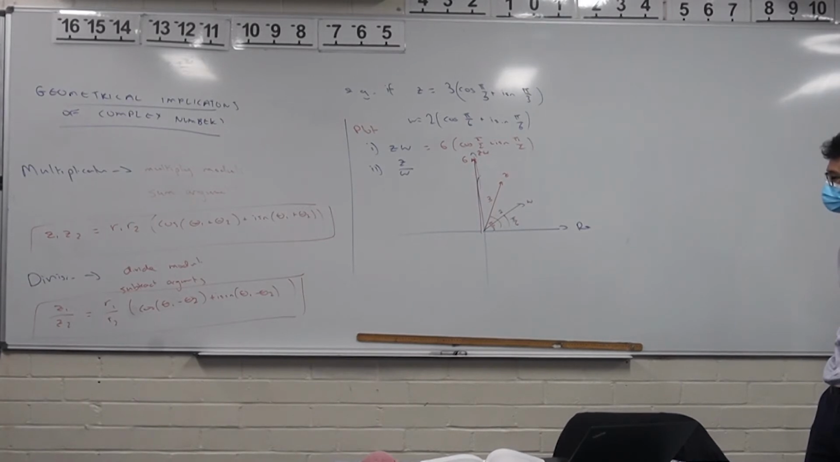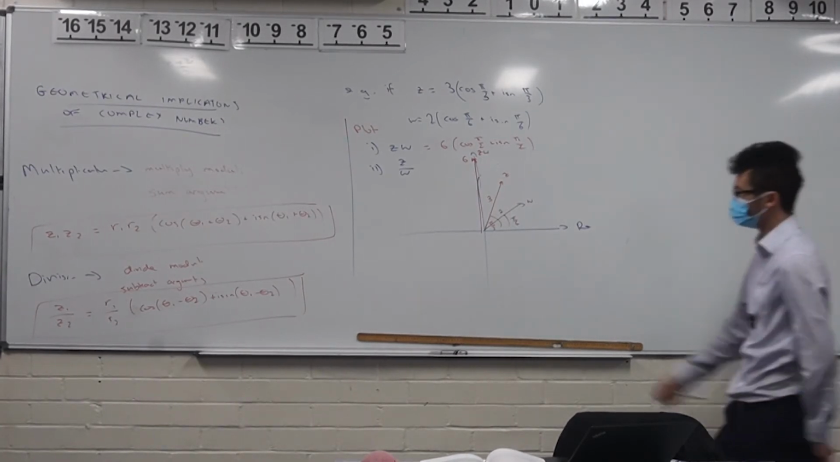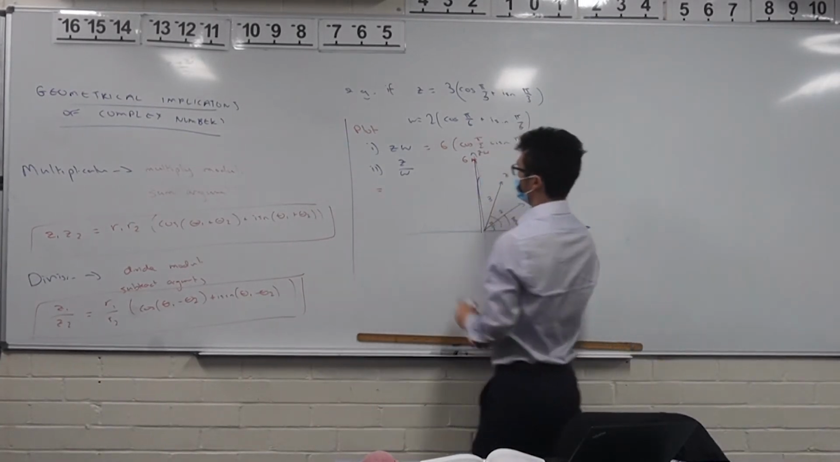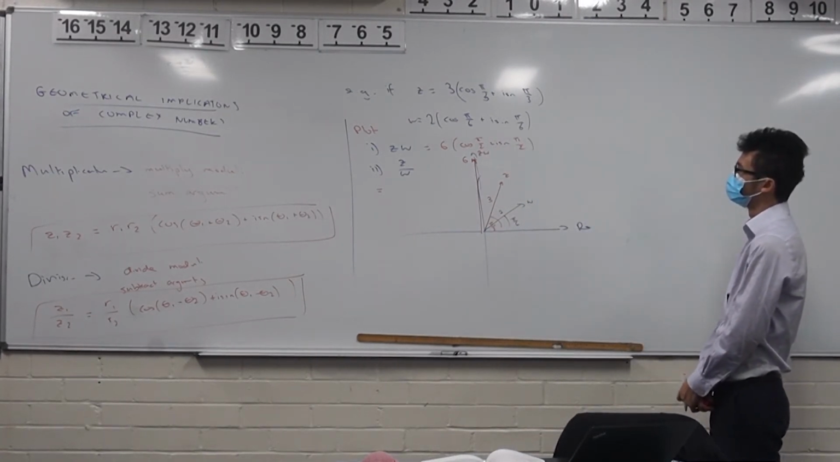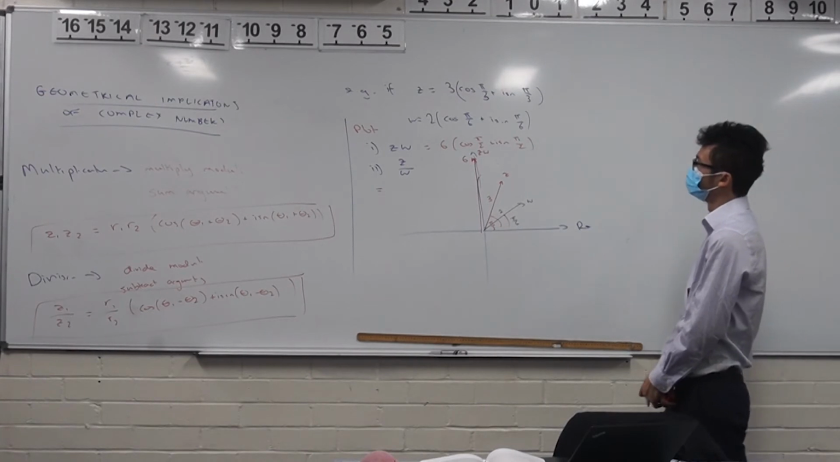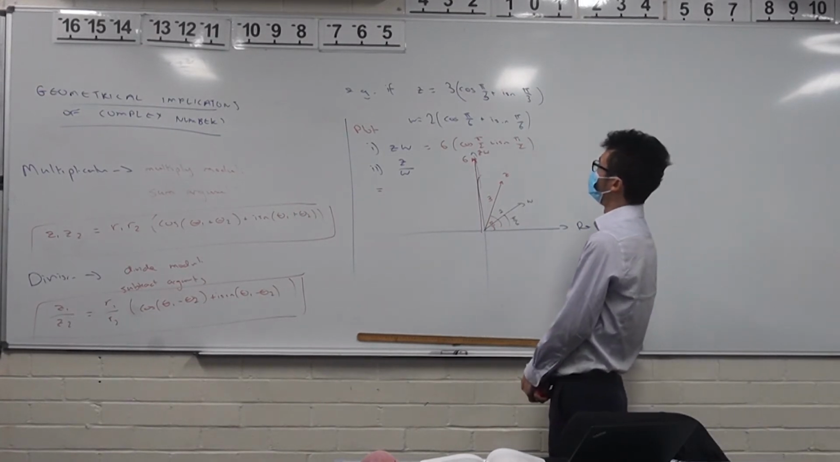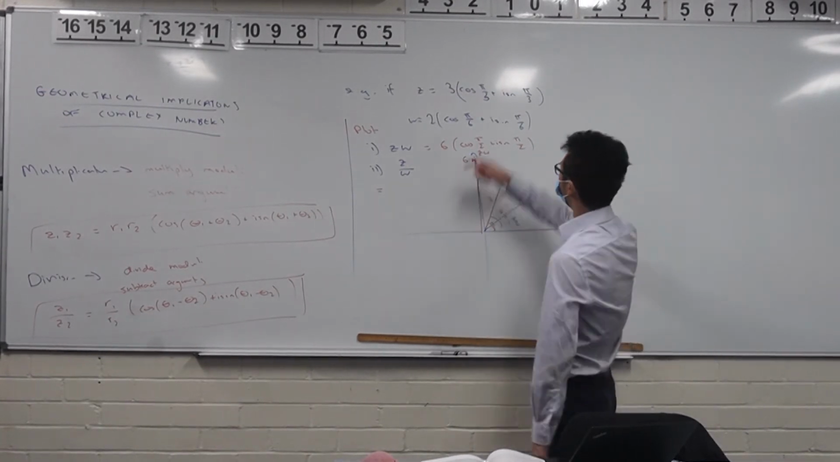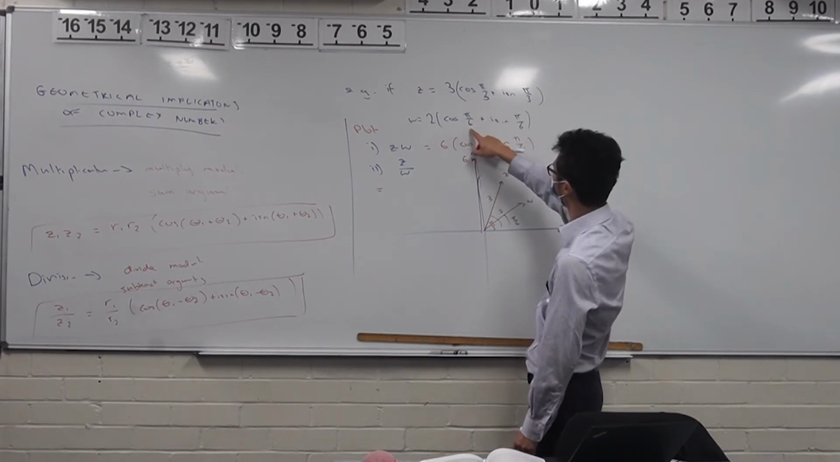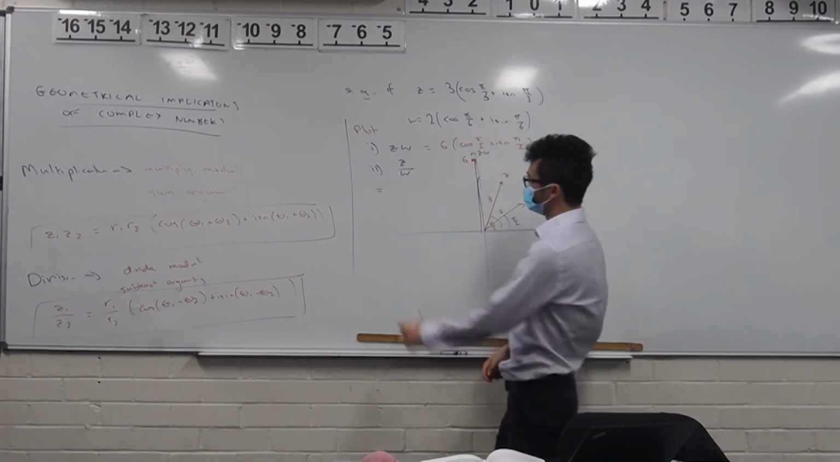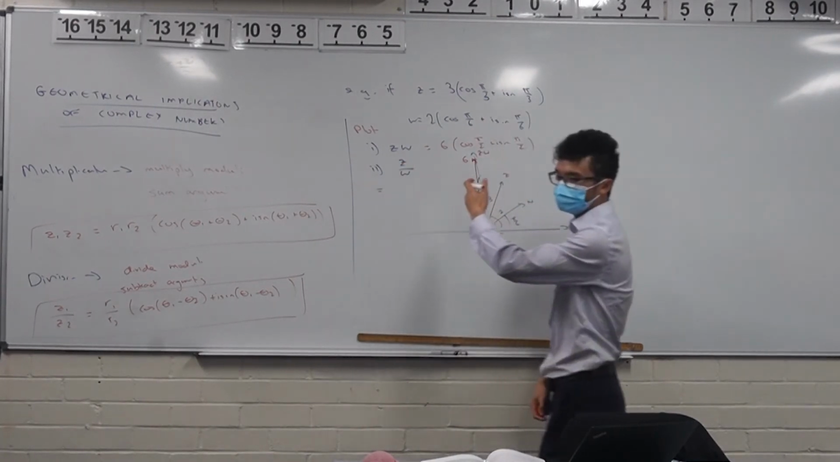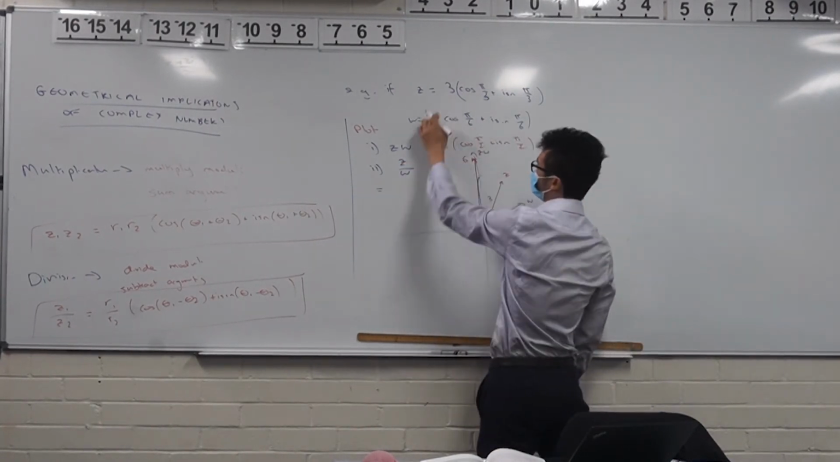The argument, you would minus pi over 6 from pi over 3. What would that give us? Pi over 6. So if you take pi over 3 and take away pi over 6, we get pi over 6. Good. And my moduli in this case? 3 over 2, you're dividing them.